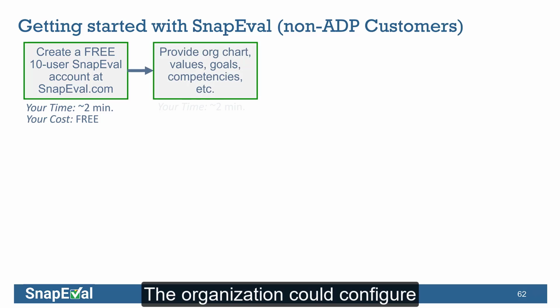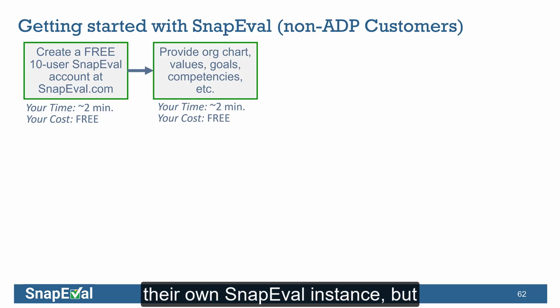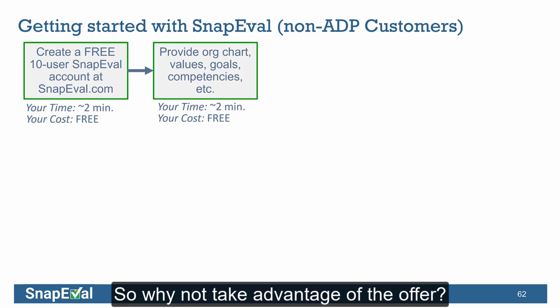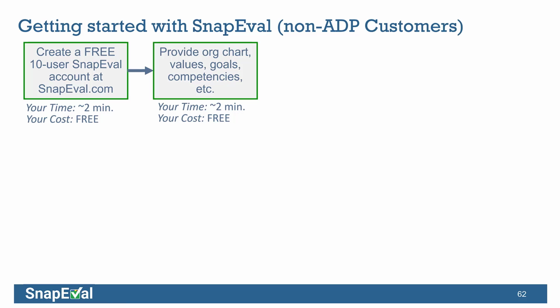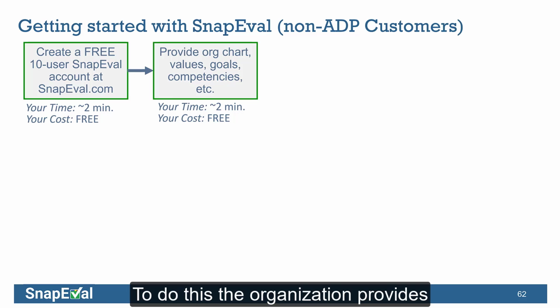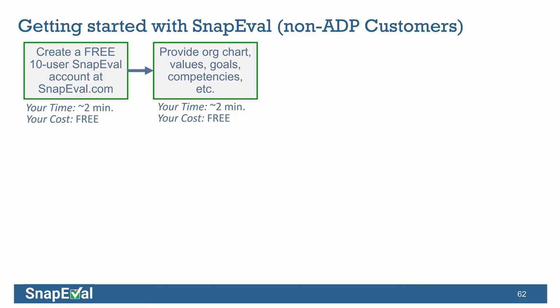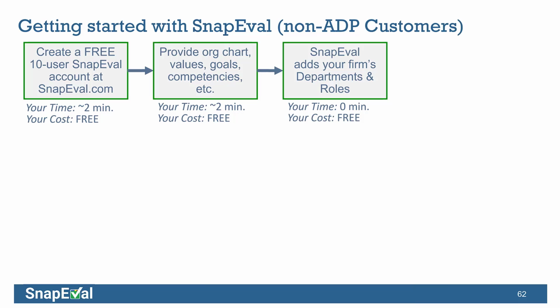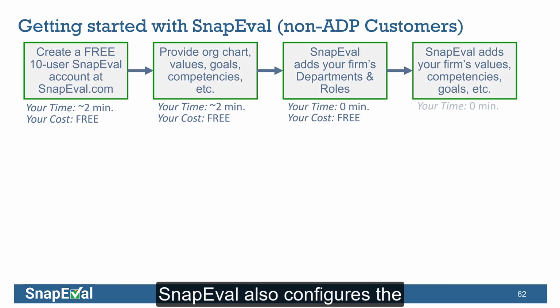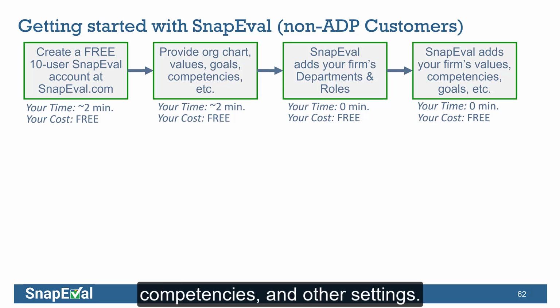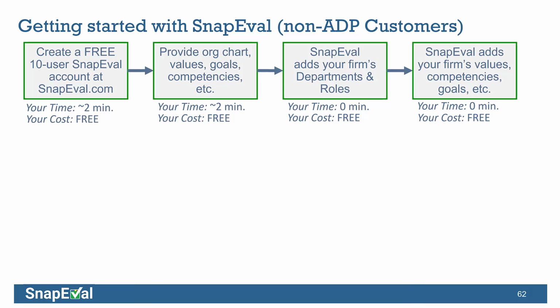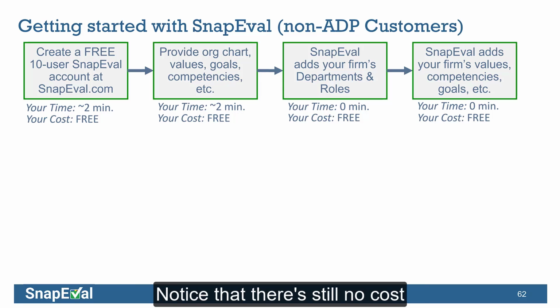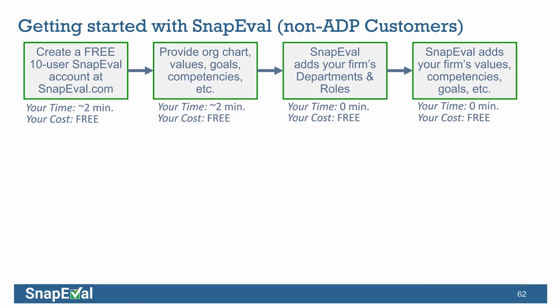The organization could configure their own SnapEval instance, but it's a free service from SnapEval, so why not take advantage of the offer? To do this, the organization provides SnapEval with basic information such as an org chart, company goals, and job competencies. SnapEval then adds the organization's departments and job functions. SnapEval also configures the organization's goals, job competencies, and other settings. Notice that there's still no cost to the organization in this process.